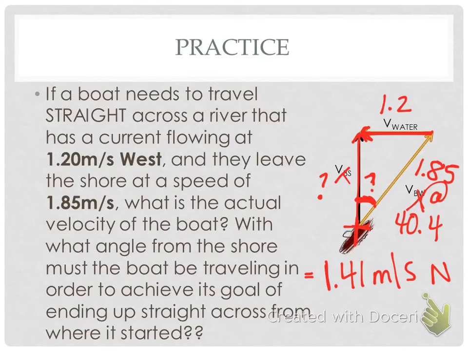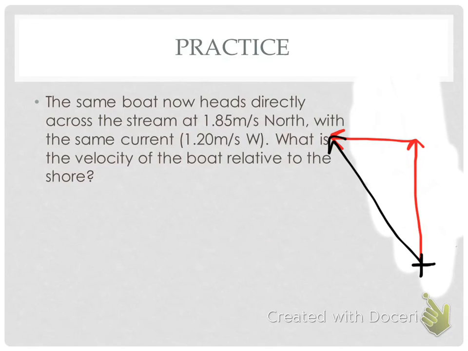So if we stood on the shore, it looks like he's swimming this. It looks like he's swimming straight north because he's going at an angle, the current's pushing him back. But we know he's really swimming, right? He left the shore 1.85 meters per second at 40.4 degrees east of north. Okay, so in this problem, he's going directly north.